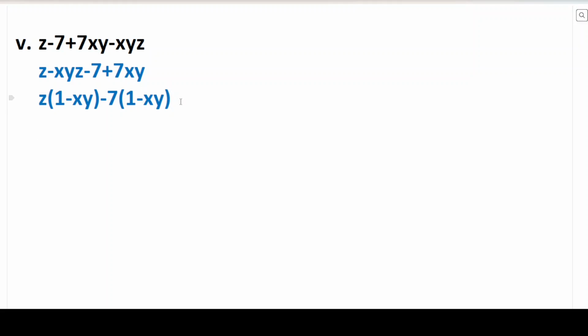So what is the common factor here? 1 minus xy is the common factor. Take 1 minus xy out from here. Then what are the leftover values? z minus 7.